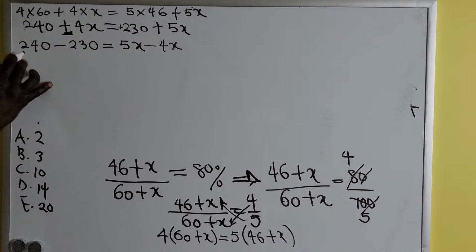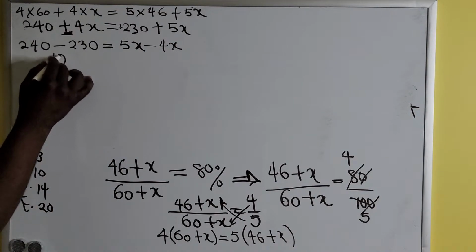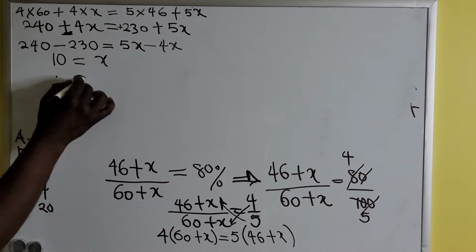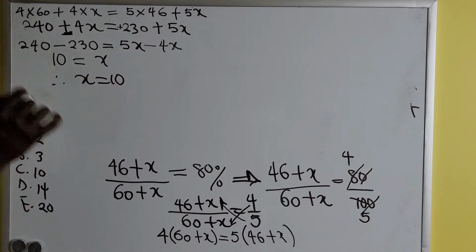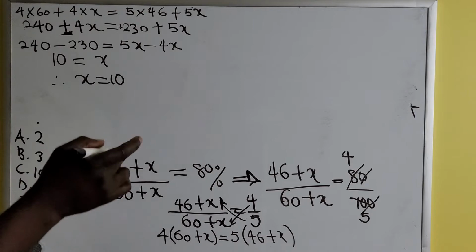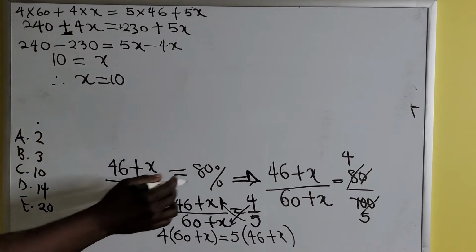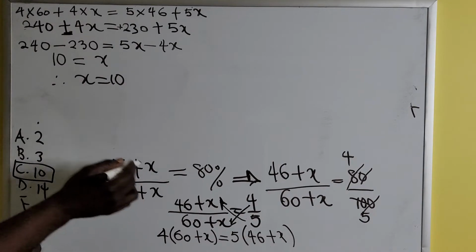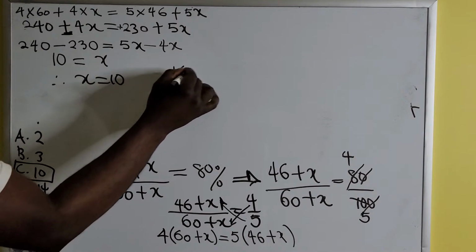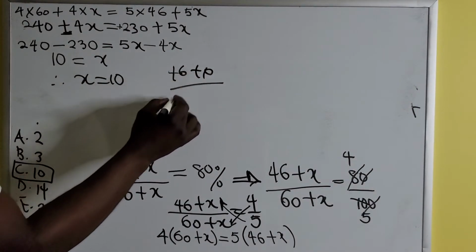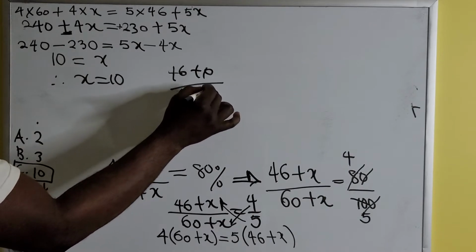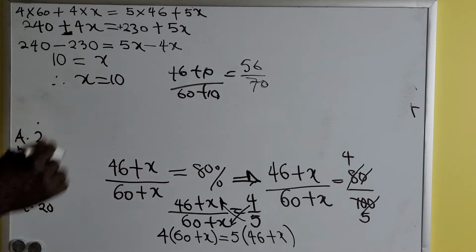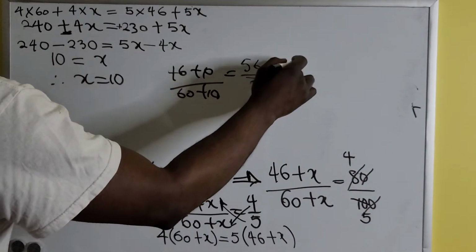So 240 minus 230 is 10. And 5x minus 4x is x. Therefore, x is equal to 10. What that means is that Sherida will have to make 10 more throws to be at 80%, and your answer is C. And you can check that by saying, if you have 10 to do, for example, you have 46 plus 10 divided by 60 plus 10, that gives you 56 over 70. And if you make that division, you get about 80%.